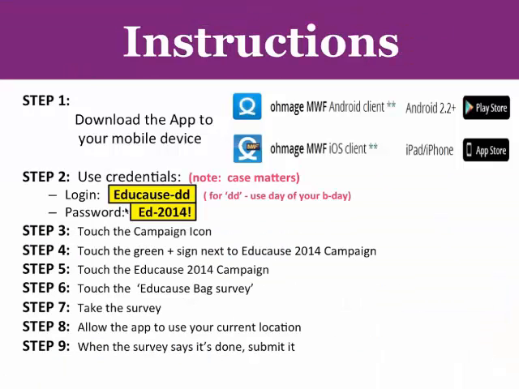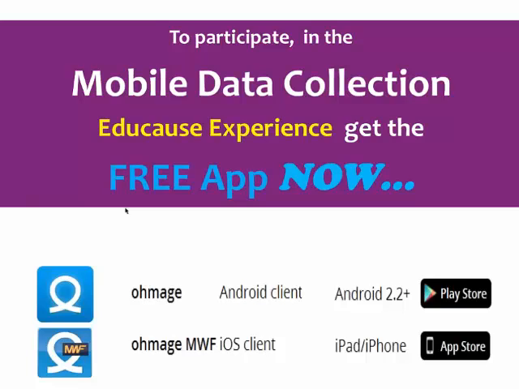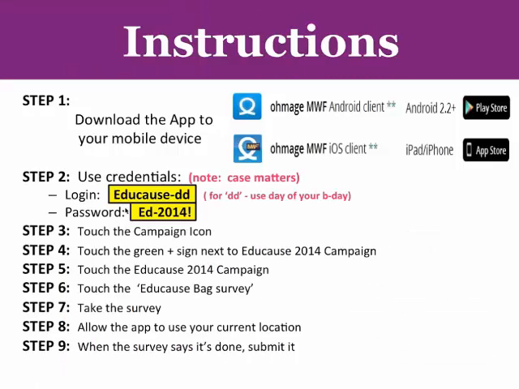So let me see. Okay, I do have the directions in here. Good. See, I was thinking about that. All right, so if anybody wants to try this, what we did was we have a login and a password. The password is the same for everybody, but if you go ahead and log in with educause-dd, then you'll be logged into a specific course or group on Ohmage that's set up to look at a specific survey. So then if you follow these steps, 3 through 9, the first thing would be to go and get the campaign.